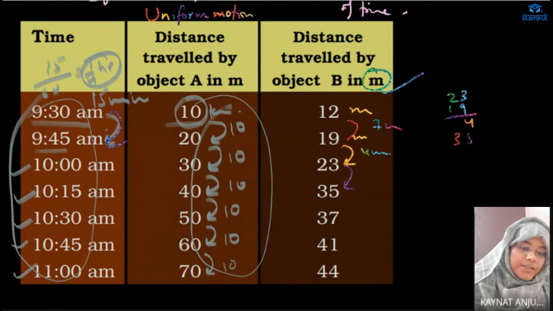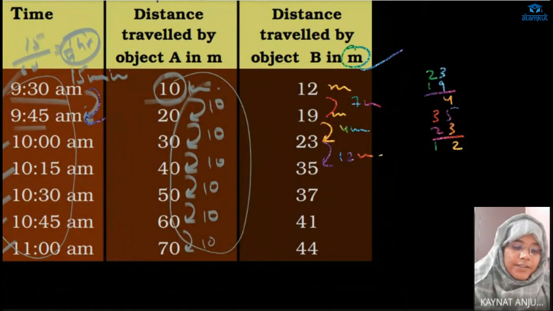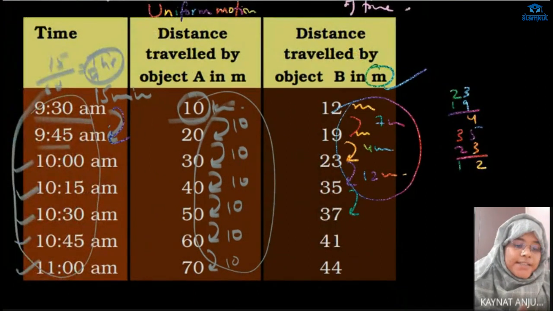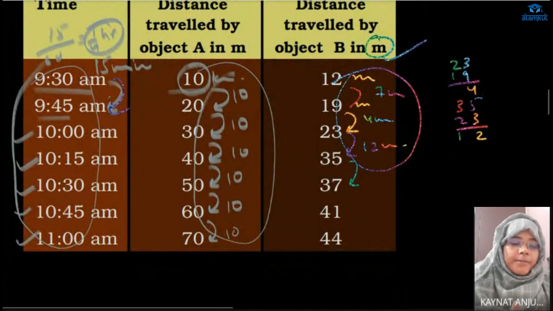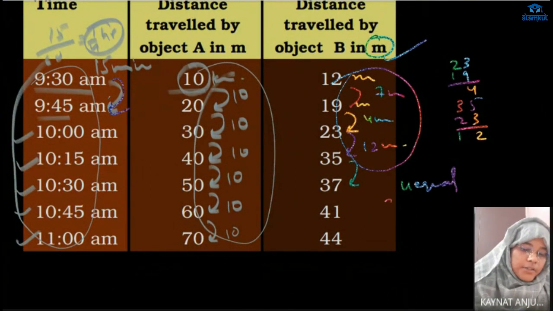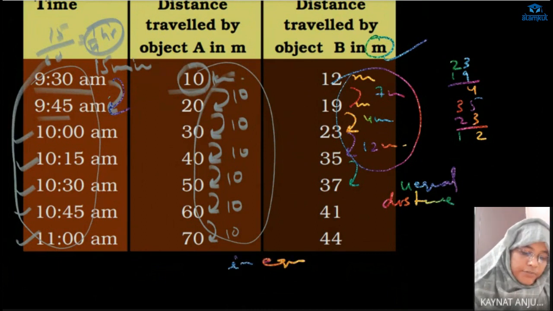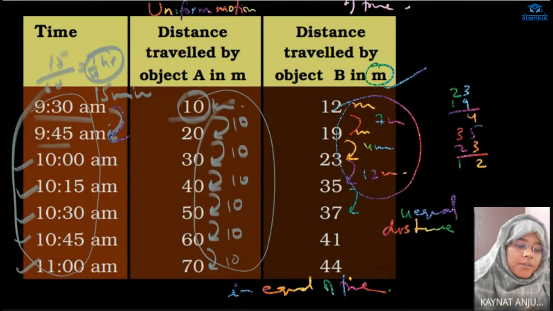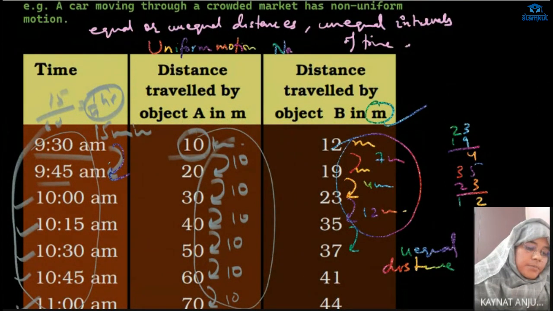Then 35 minus 23 will be 12 meters, and here the distance increased. So the distances are not equal. The body is traveling unequal distances in equal intervals of time. That is why in this situation object B has non-uniform motion.